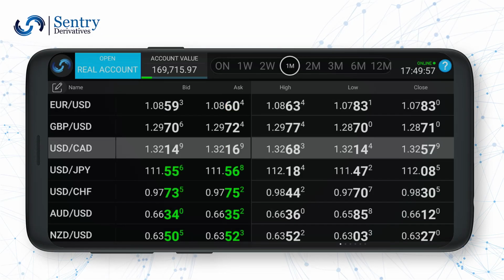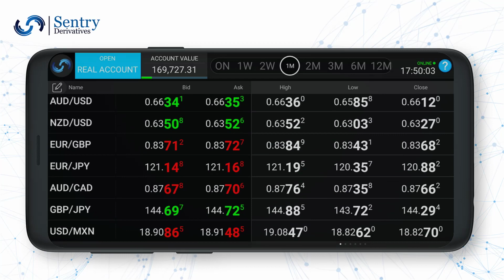Hello everyone. I'd like to give a quick overview of our trading platform. This is the MarketWatch screen. It looks like many other trading platforms.